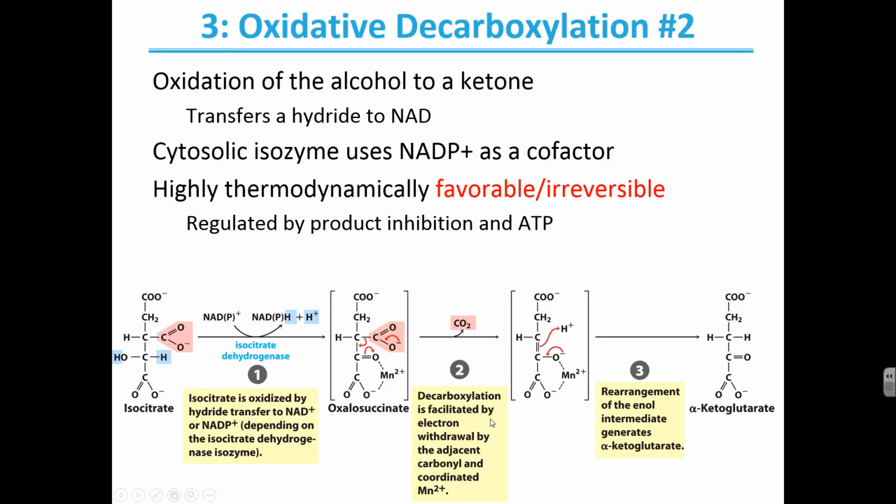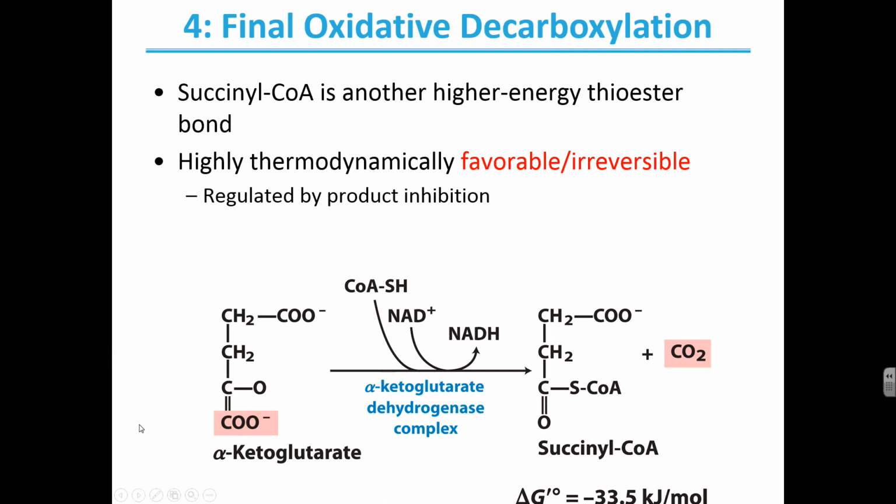In step 3, we get an oxidative decarboxylation. We lose our first molecule of CO2. Isocitrate is going to be converted into alpha-ketoglutarate. In step 4, we get our final oxidative decarboxylation step where we lose our last carbon dioxide molecule, you can see here, converting alpha-ketoglutarate into succinyl-CoA.